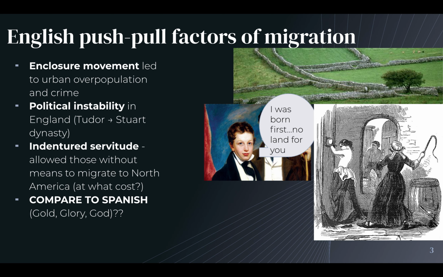Indentured servants were too poor to come to the Americas on their own. So in order to pay for their passage over to the Americas, they entered into a period of servitude of between 5 and 7 years, and their owners would pay for them to come over to the Americas.